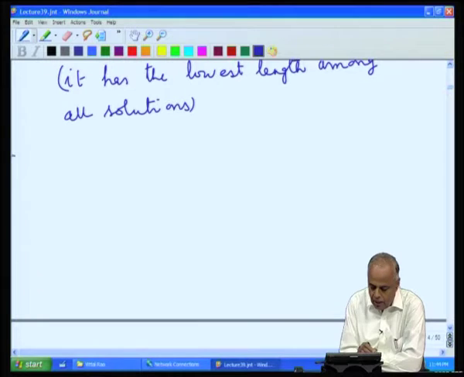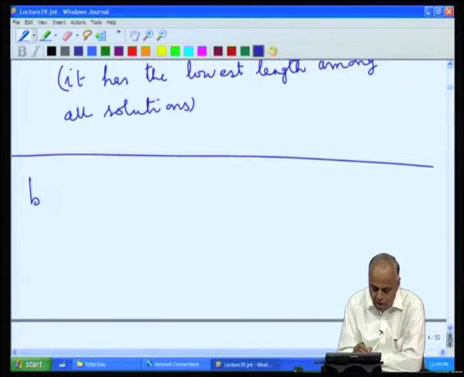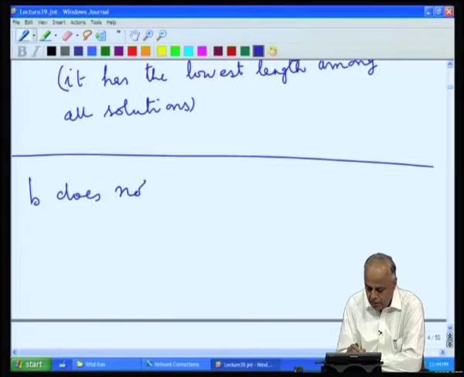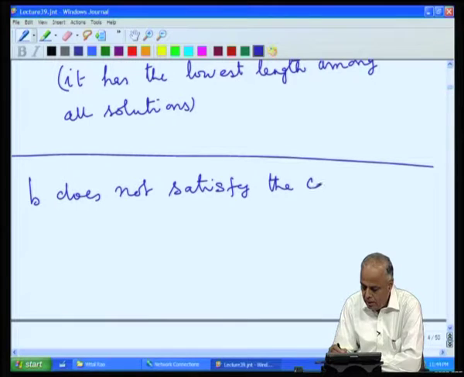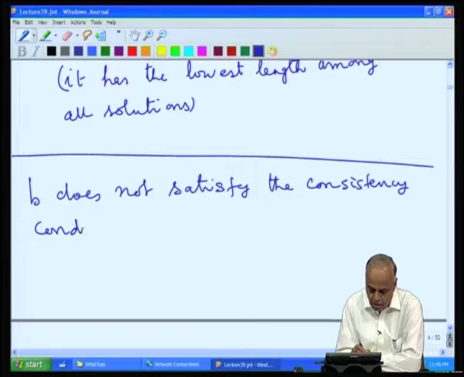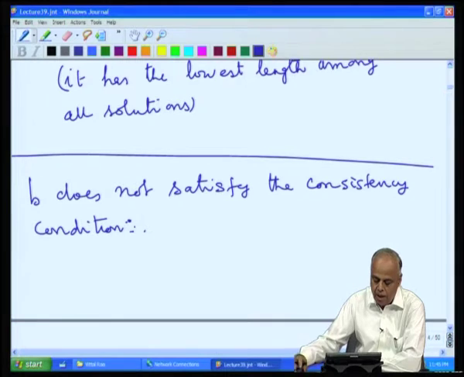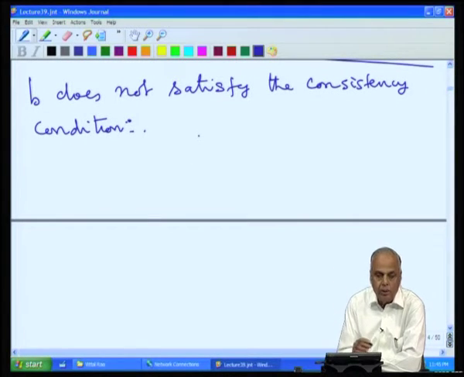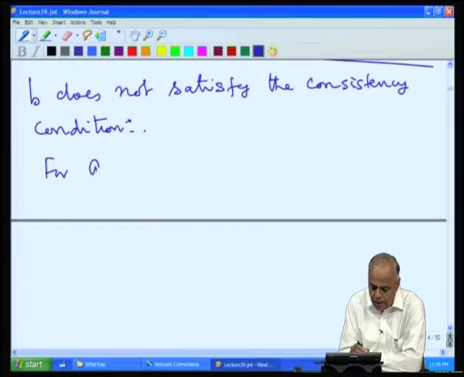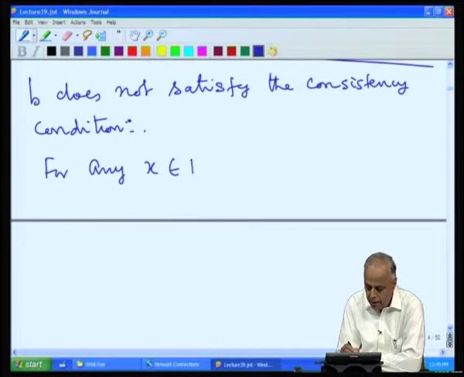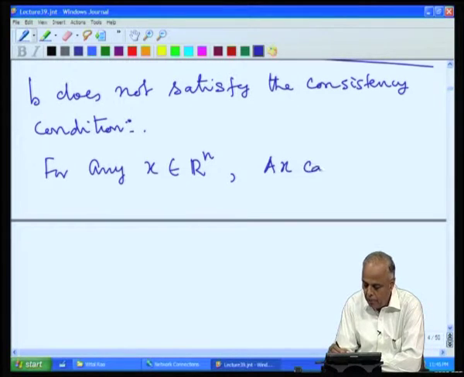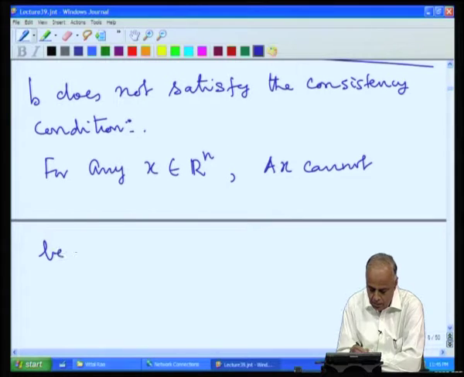So, next we looked at the case when b does not satisfy the consistency condition. This is the case that we have to deal with, and we observed last time that what this means is that for any x in R^n, Ax cannot be equal to b.